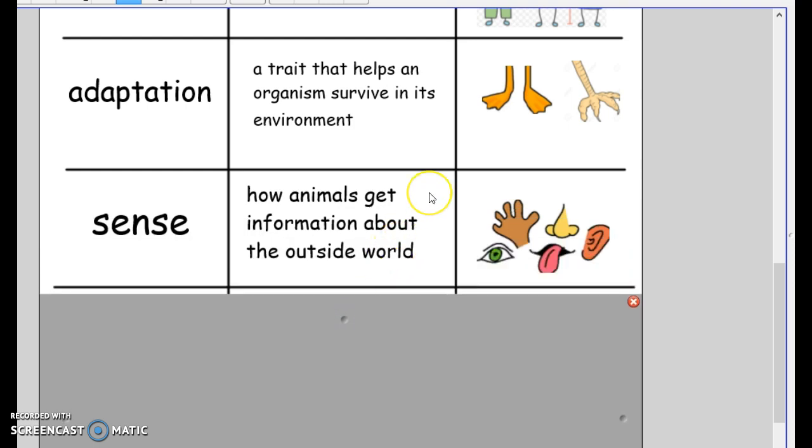Sense. How animals get information about the outside world. You know about all the senses you have. Sense of hearing, sense of smell, sense of taste, sense of sight, sense of touch.